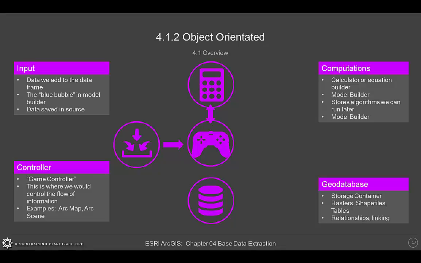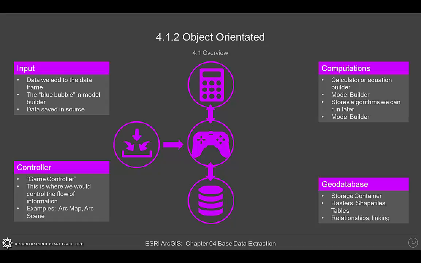So other things such as relationships and links. So think of the Geo Database as kind of like your hard drive, where you would store all of your data. And think of the Model Builder as kind of like your processor, the computational component. So again, from ArcMap to the Geo Database, there'll be a lot of data that moves back and forth between those two objects.